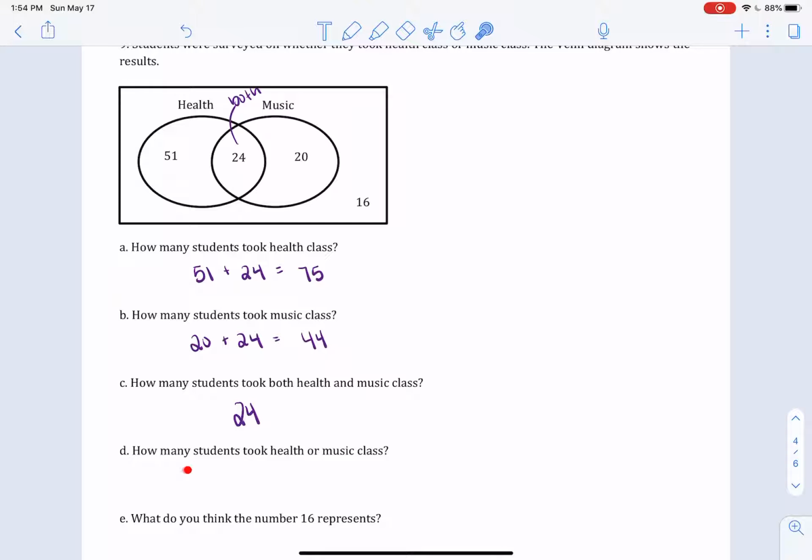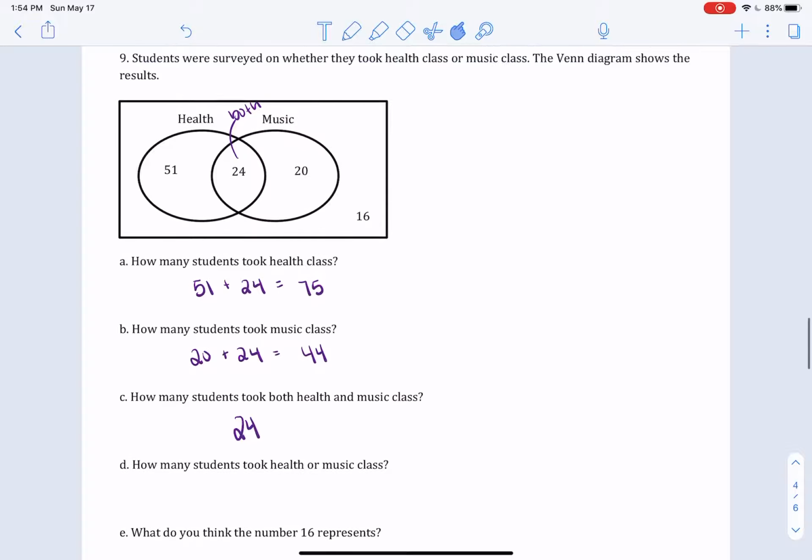Now it says how many students took health or music. So when we look back up to the question here, it says students were surveyed on whether they took health class or music class, right? So all of the students in our Venn diagram in the circles are taking health or music, right? So we're going to add up 51 plus 24 plus 20, which gives us 95 students.